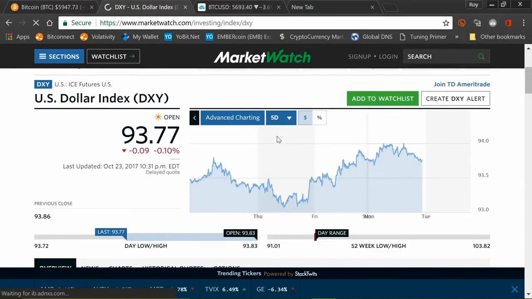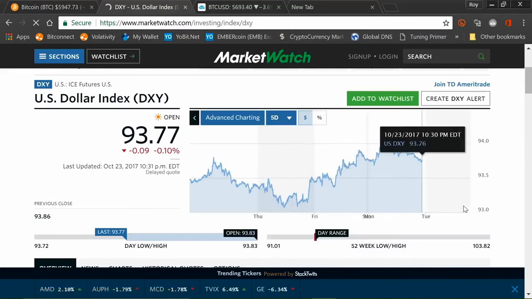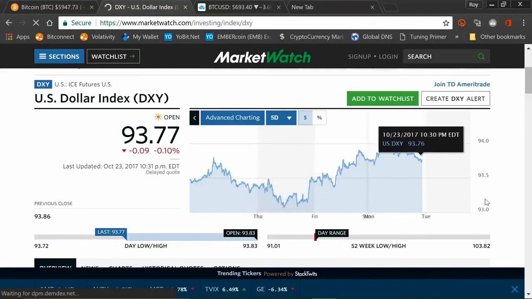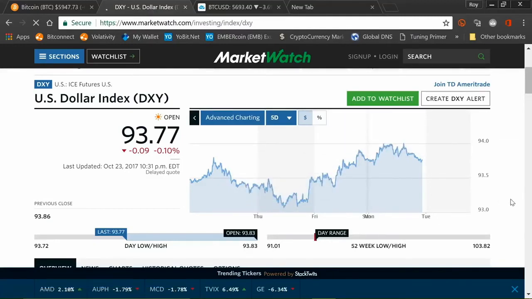So look at this, this is 5 days. This is volatility in a very small area. If you look at this difference between 94 points and 93 points, it went down to 93.07 at its lowest over the last 5 days. When you think of that in percentage terms, over 5 days it hasn't traded up or down more than 0.6%, whereas Bitcoin has gone up and down 10 times that today. So that's the difference in volatility.